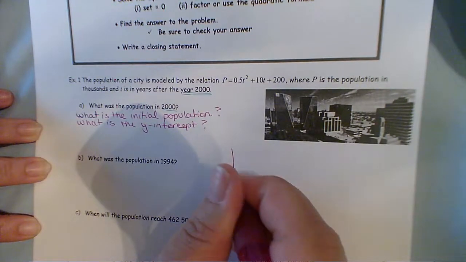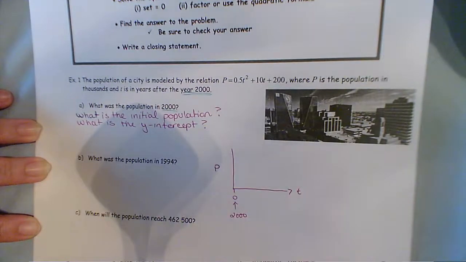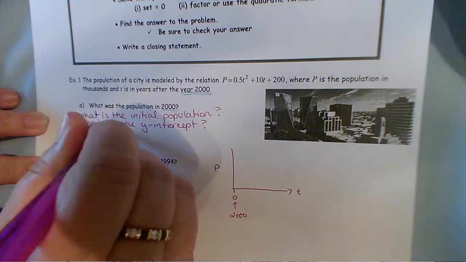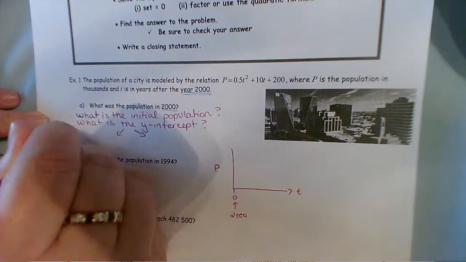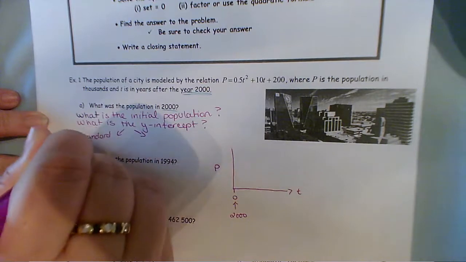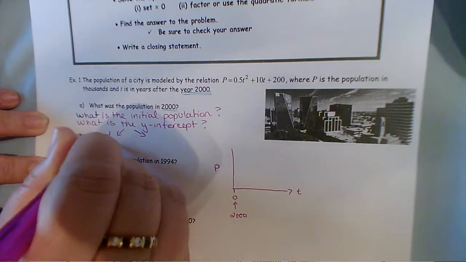It wants to know where on the population scale we were to start with. So you have two options. If you are in standard form, then you should know by now it is your C value.